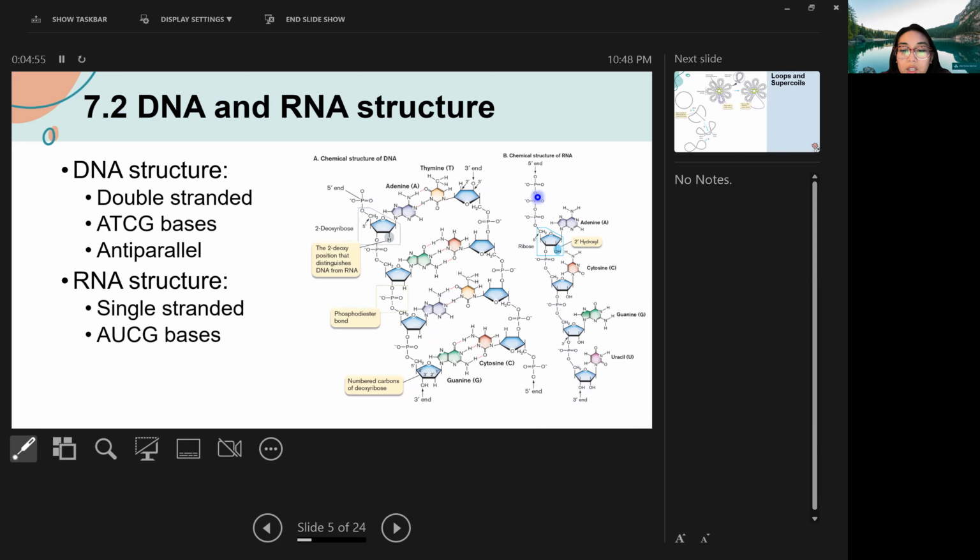And yeah, that's pretty much it. And there's also a 3' and a 5' end, pretty similar in structure, other than the fact that it's single-stranded and there's a U instead of a T.